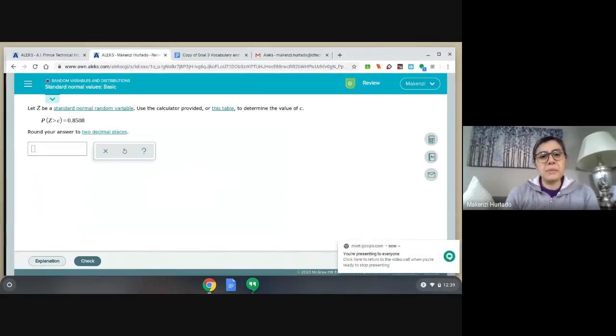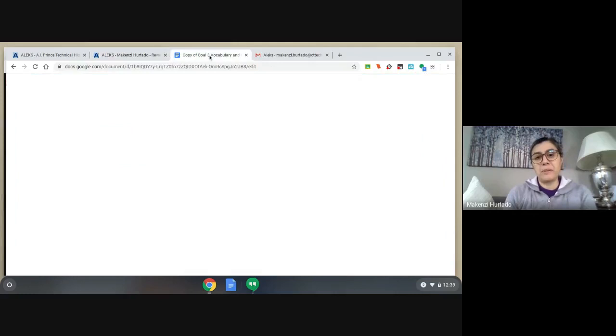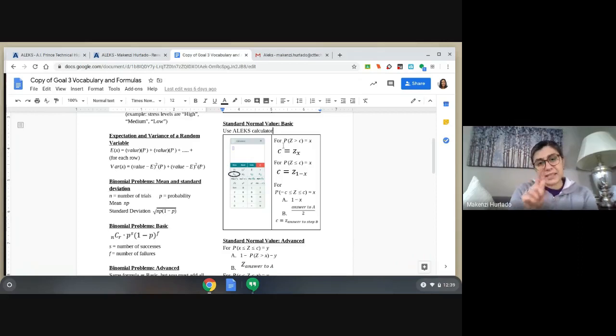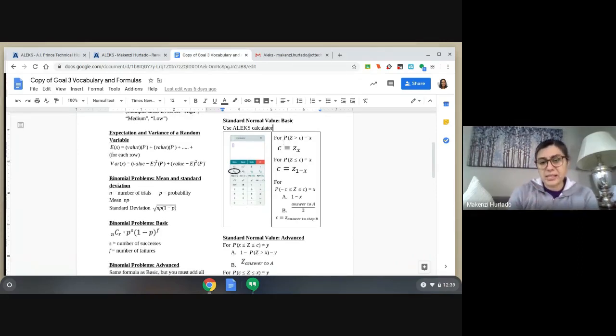All right, now we're going to be looking at basic standard normal values. The first thing again is you want to be looking at your vocabulary and formula chart. For this topic, we're using a different button. It's the Z with the little square as a subscript to it. If Z is greater than C, we're going to be doing Z with the X.